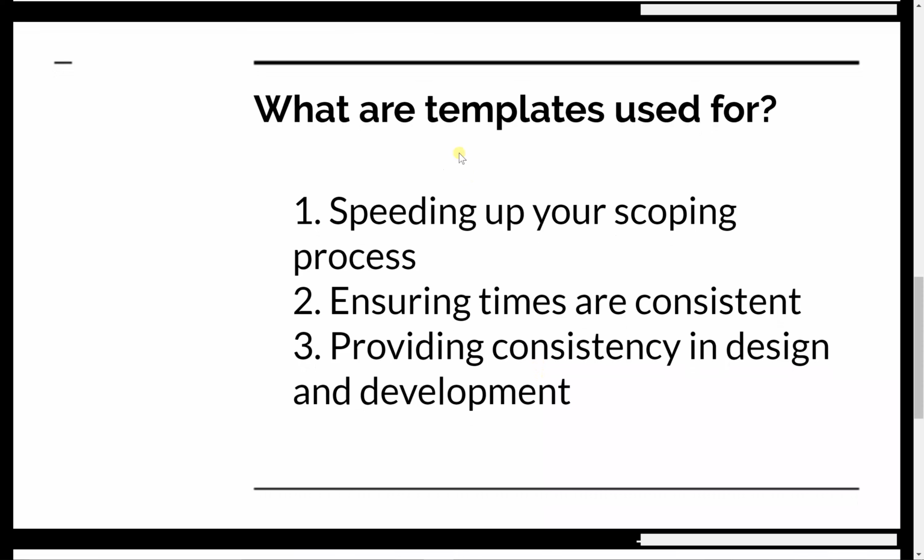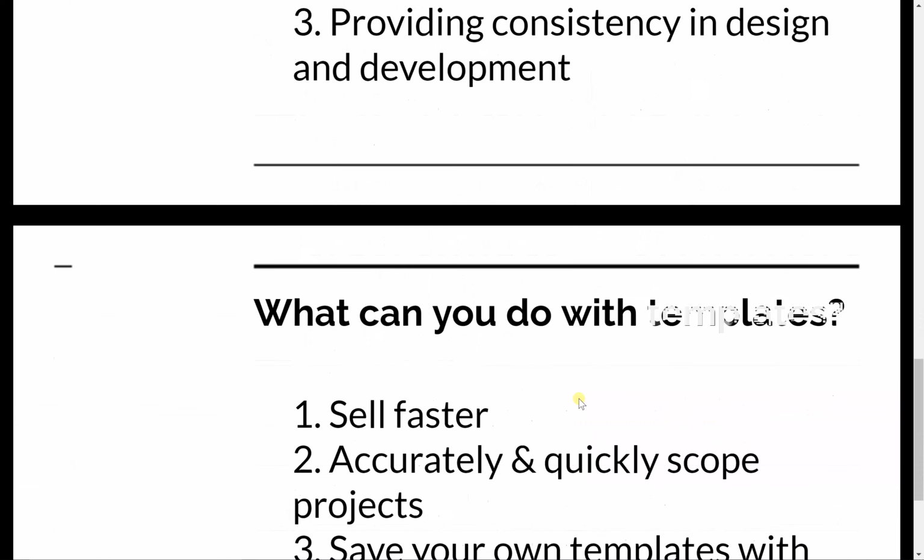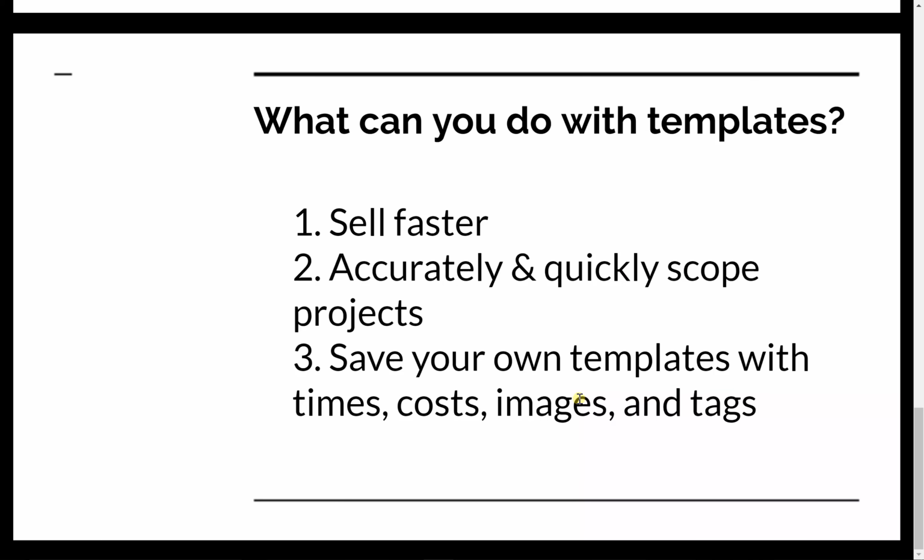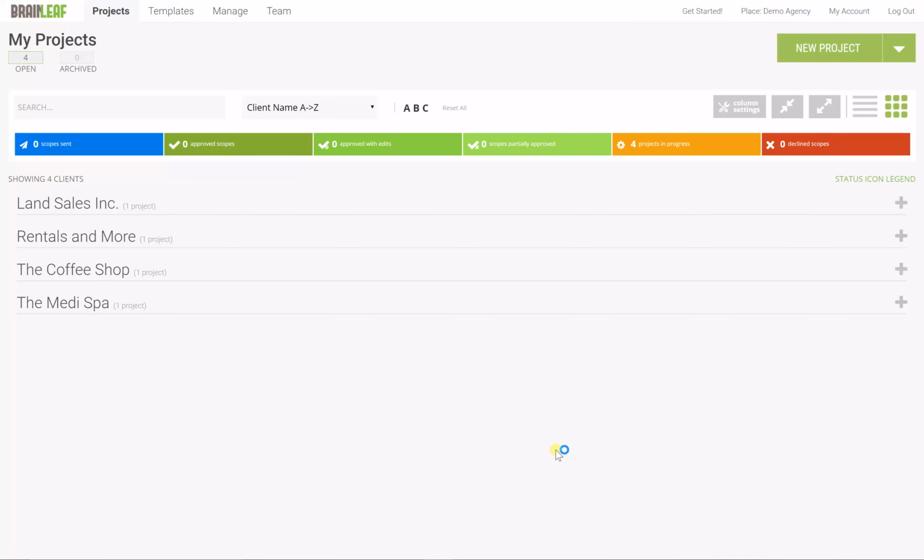So what can you do? You can speed up your scoping process, you can ensure your times are consistent, and you can provide consistency in design and development as well. If you're always building similar kinds of things and you write them up the same way, it's a lot easier for designers and developers to go through and build those things. And what can you do with your templates? You can also sell faster and accurately and quickly scope your projects. And I also put the note here that you can save your own templates with times, costs, images, and tags. So let's take a look at BrainLeaf and start a new project with a template.